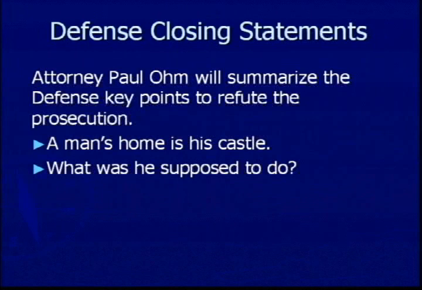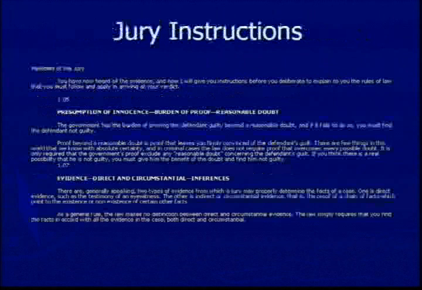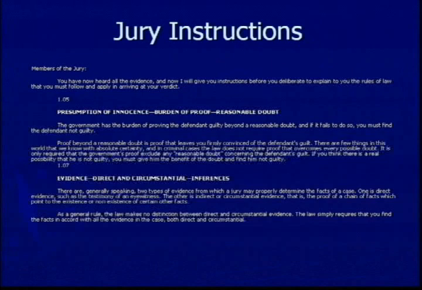It's now time for you to begin deliberation once I give you the instructions on the rules of law that you're to follow. Rule number 1, the government has the burden of proof. The government must prove before you can convict that the defendant is guilty beyond a reasonable doubt. And if it fails to do so, the defendant must be found not guilty by you. Now, reasonable doubt is proof that leaves you firmly convinced of the defendant's guilt.